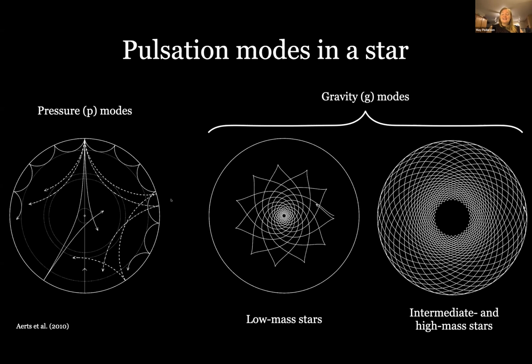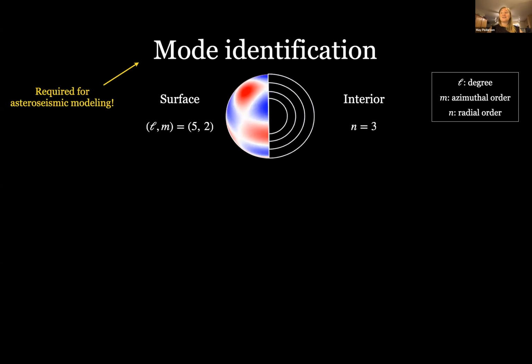Now, when we study oscillations of stars, we try to assign them a set of quantum numbers to characterize the oscillations. And these quantum numbers tell you something about the number of nodes that the oscillations have. So one of the quantum numbers, the degree L, tells you about the number of nodes on the surface of the stars, which is where the oscillations are not moving. The azimuthal order M tells you the number of nodes that are crossing the equator, whereas the radial order N tells you the number of nodes that the oscillation has inside of the star. And in order to do asteroseismic modeling, we need to have this mode identification for the oscillations.